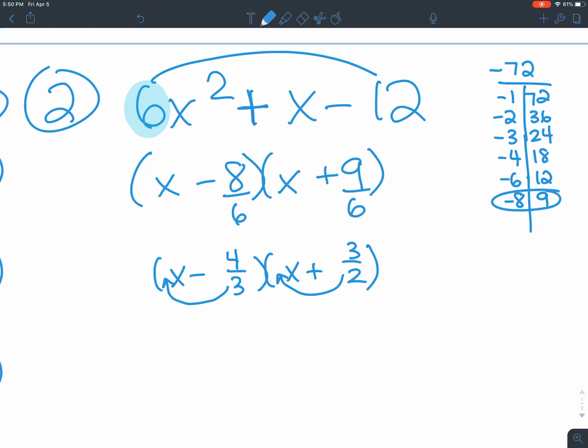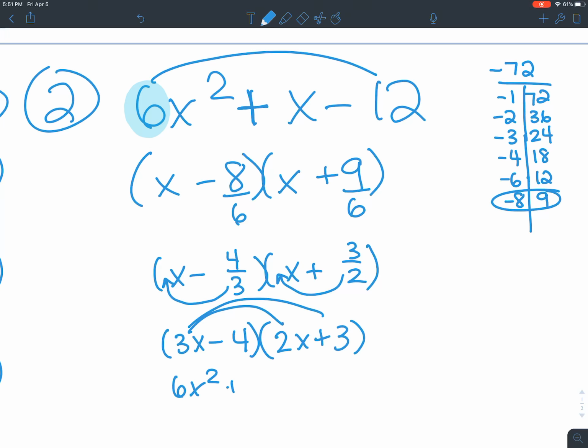And this time we have to move it twice. So this one's going to be a 3x and -4. And then this one's going to be a 2x plus 3. And again, I could check and see. That gives me 6x squared. That gives me 9x. This gives me -8x, and this gives me -12. And that combines back to this one.